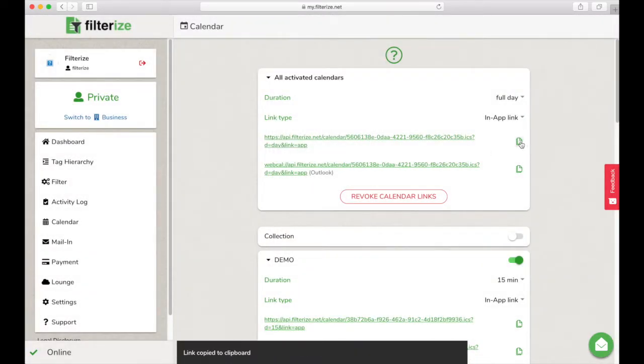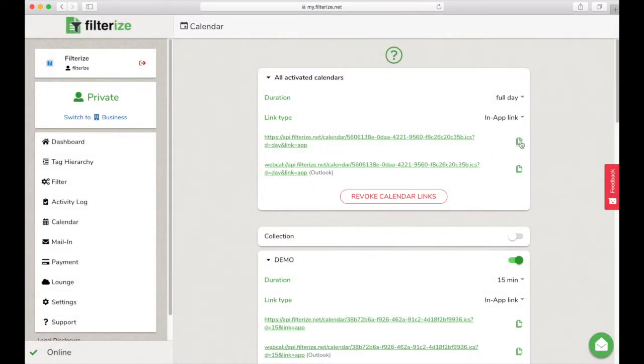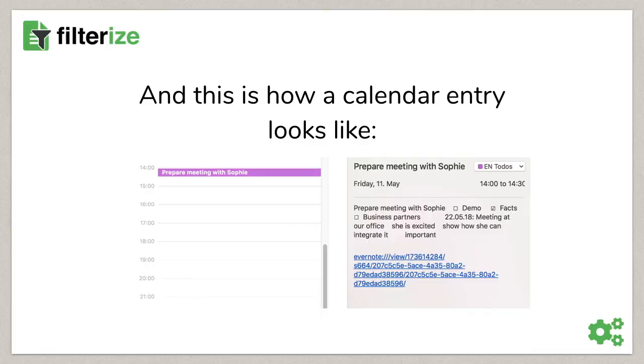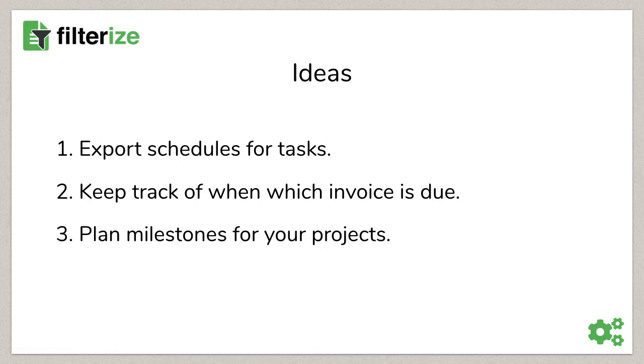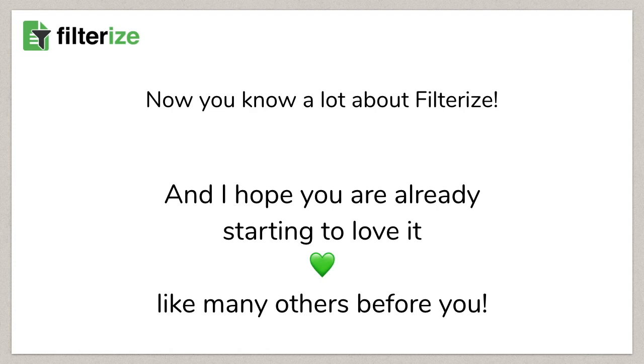How does such an appointment look like in your calendar? The appointment's name is the note's title, and you always get a note clipping as well as a link directly to the note in Evernote. Some ideas for what to use it for: export schedules for tasks to keep them in mind, or remind yourself when which invoice is due, or plan big milestones for your projects.